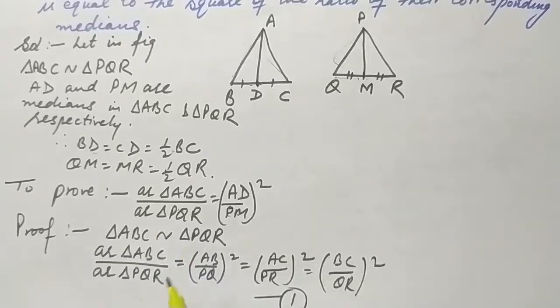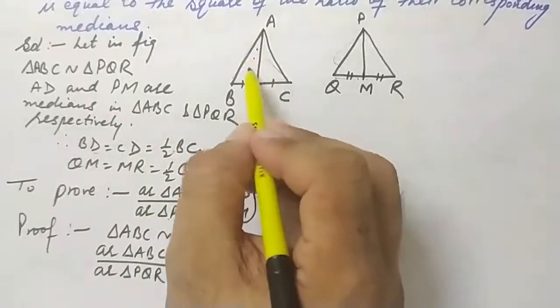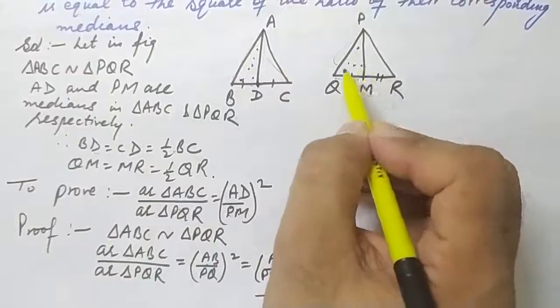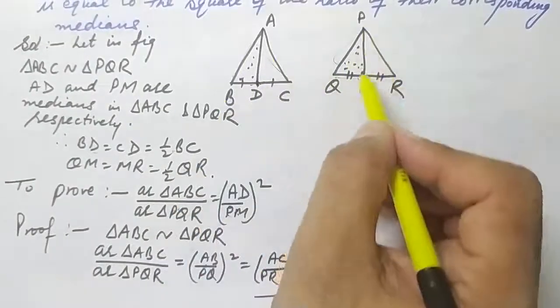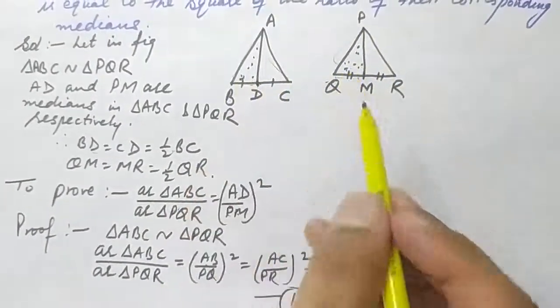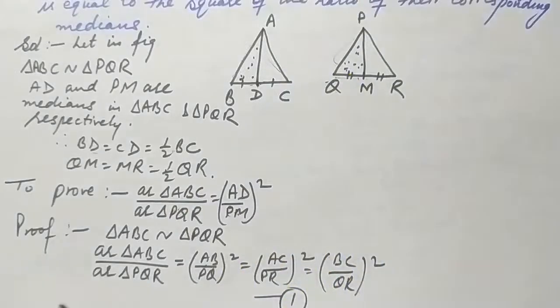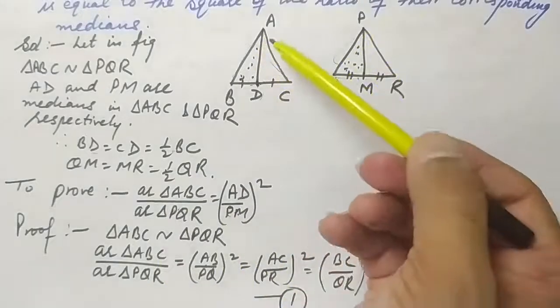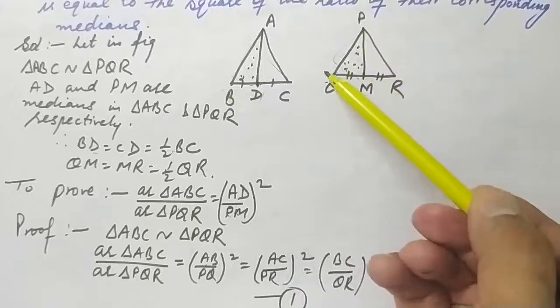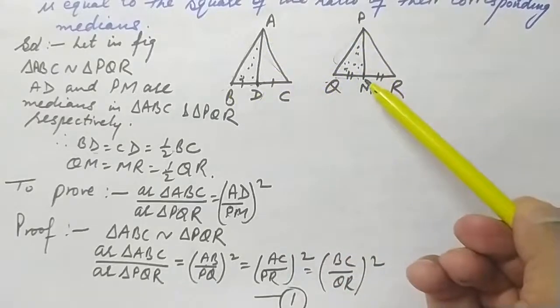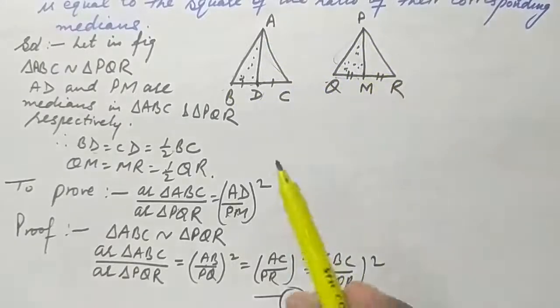For proving this, I'll make these two small triangles similar. I can say triangles ADB and PMQ are similar, and if these are similar, then in place of AB over PQ, I can write AD over PM by CPST. So let's start to prove these as similar.